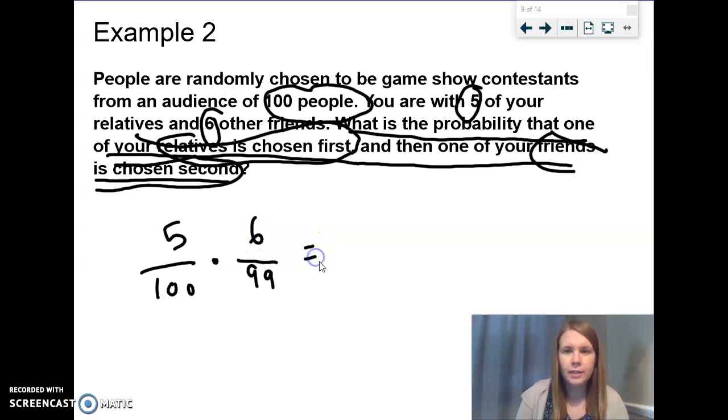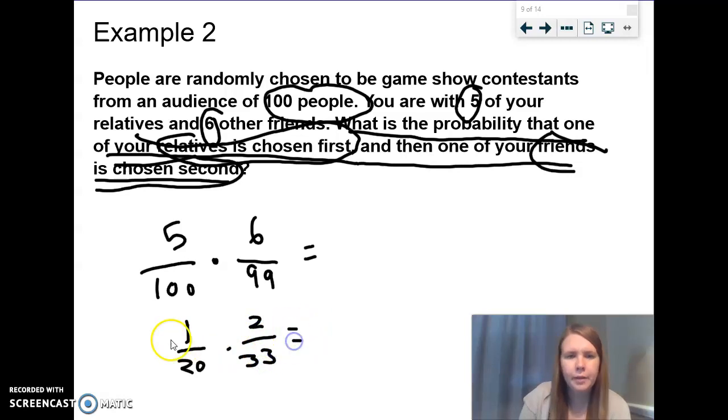Let's multiply across and then we can simplify if we need to. I could multiply across, but it's going to give me some weird numbers, so let's go ahead and simplify these. So 5 out of 100, I could divide the top and the bottom by 5 and get 1 out of 20. And 6 out of 99, I think I could get rid of a 3 here: 2 out of 33.